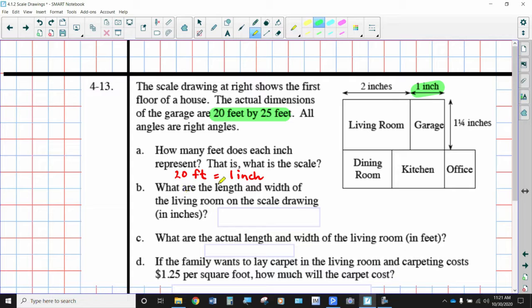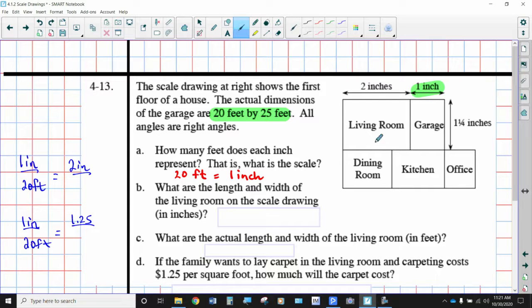Okay, so what are the length and width of the living room? So here's the living room. What's the length? What's the width? In real life, if we know our scale is 1 inch is equivalent to 20 feet, then 2 inches would have to be how many feet? And then for the width, if we know that 1 inch is equal to 20 feet, then what do you multiply times 1 to give you 1.25?